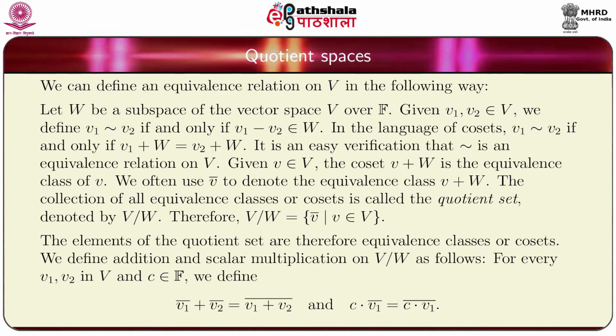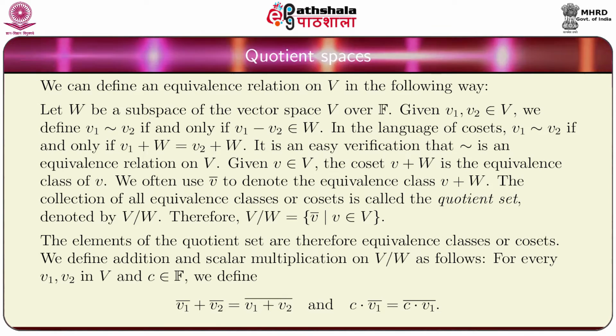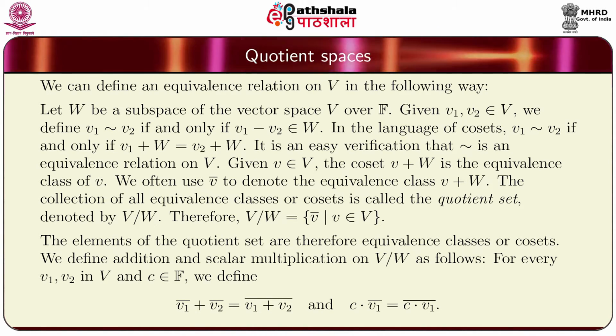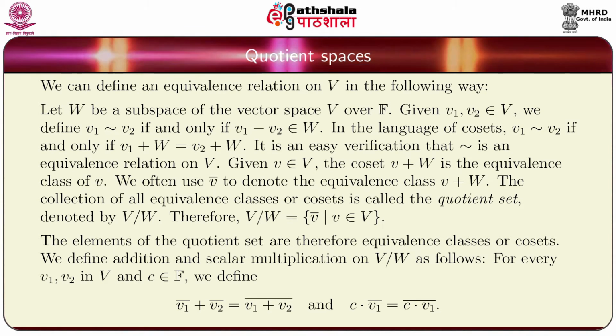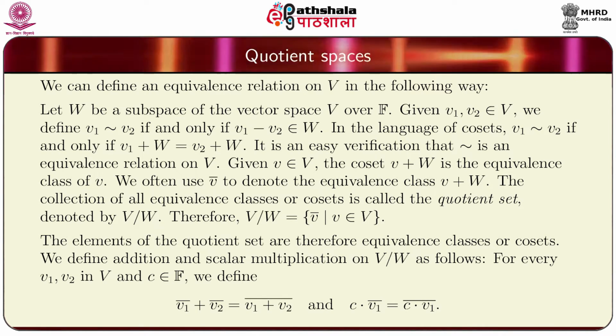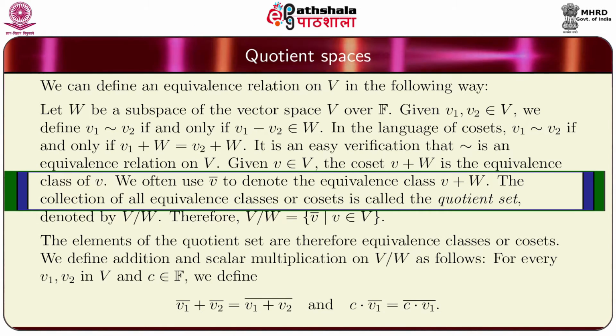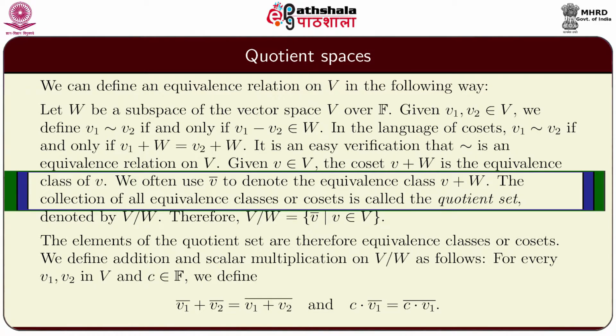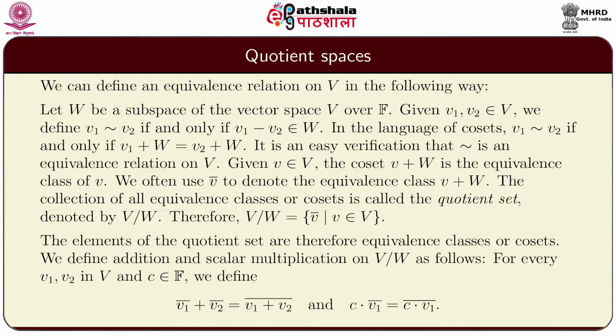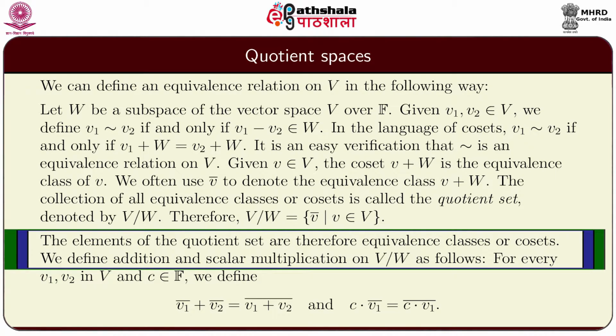It is an easy verification that tilde is an equivalence relation on V, and given a vector v, the coset v plus W is the equivalence class of the vector v, and we often use v bar to denote the equivalence class v plus W. Let us take the collection of all these equivalence classes and we denote that set by the symbol V slash W, or V by W, and that is called the quotient set. The elements of the quotient set are therefore equivalence classes or cosets.